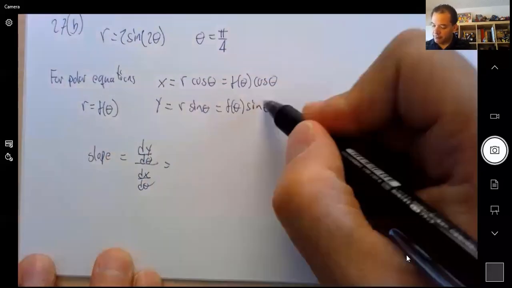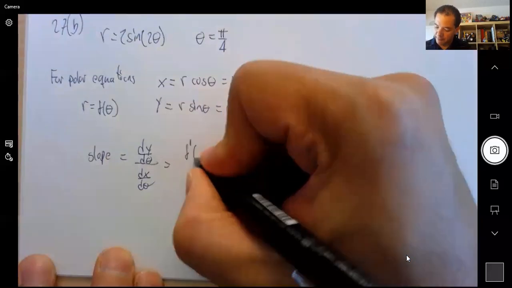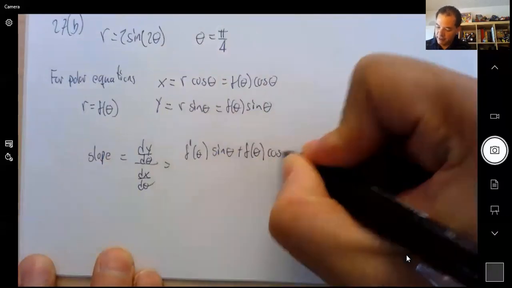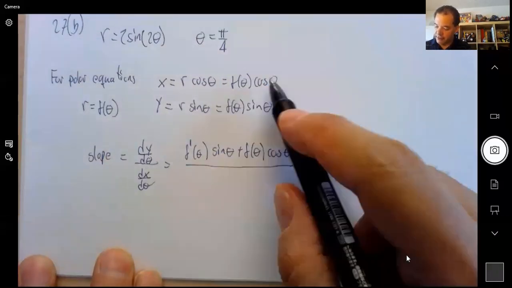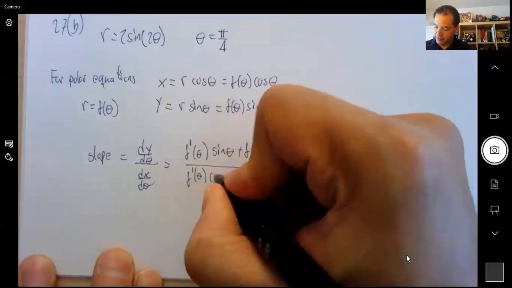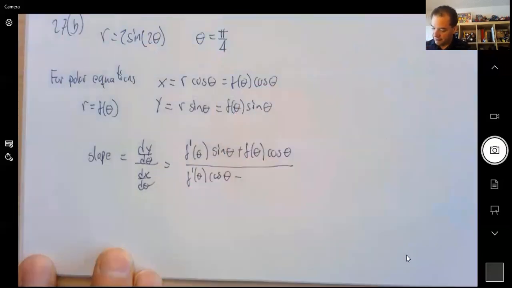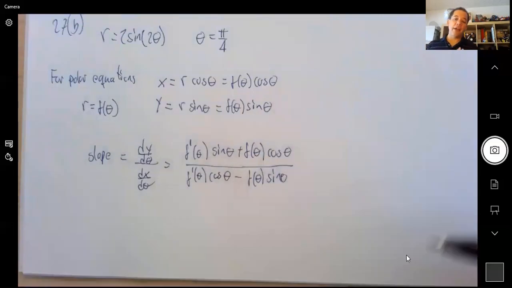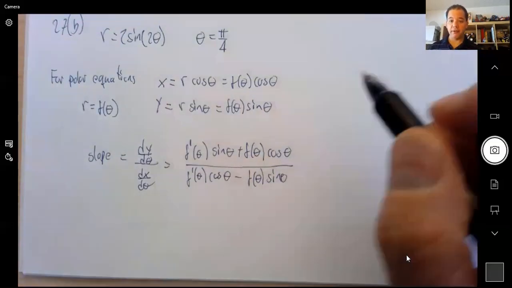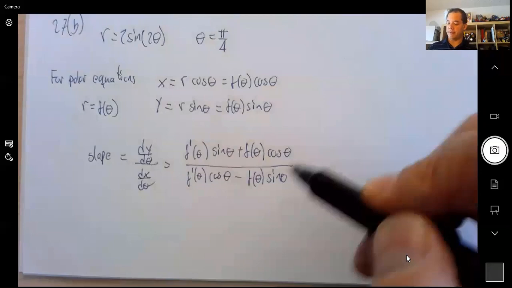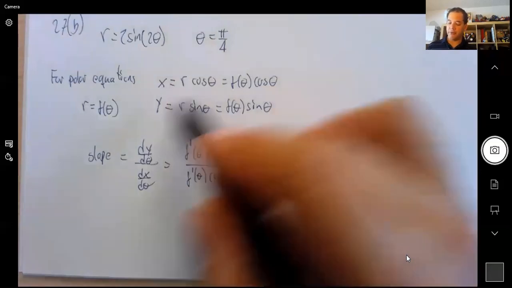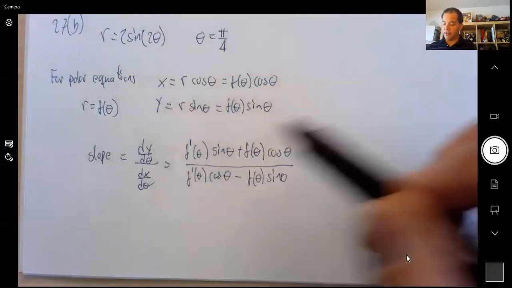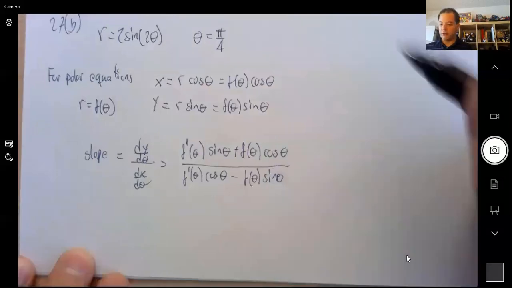The derivative of y with respect to theta is, by the product rule, f prime sine plus f cosine. And the derivative of x with respect to theta is f prime cosine minus f sine, because the derivative of cosine is negative sine. So I never memorize the formula, right? But if you want, you can simply take a look, and this would be the formula. I just explained to you where the formula comes from. We did it in class, and I just did it right now. So this is how you get the slope. So that's what we need to do for this particular problem.